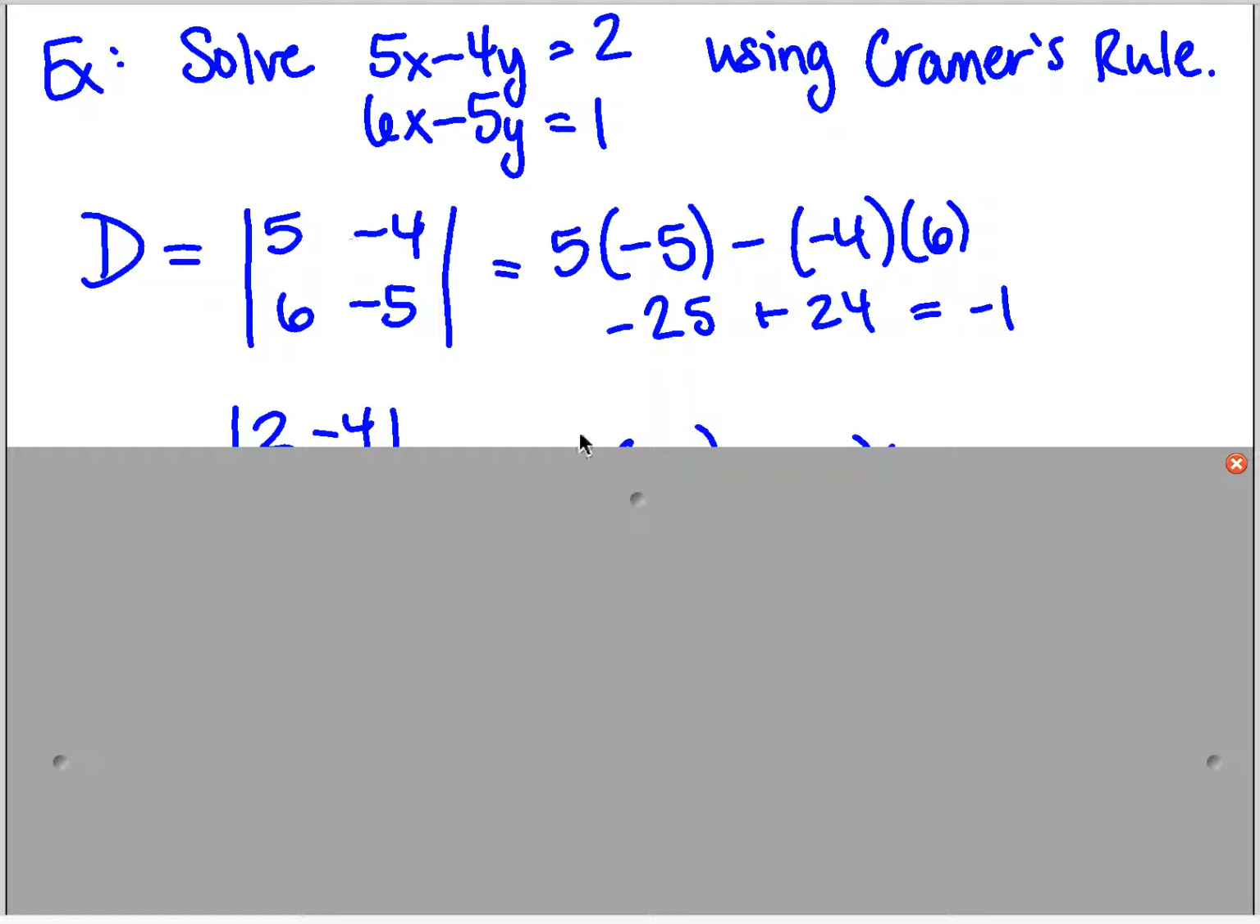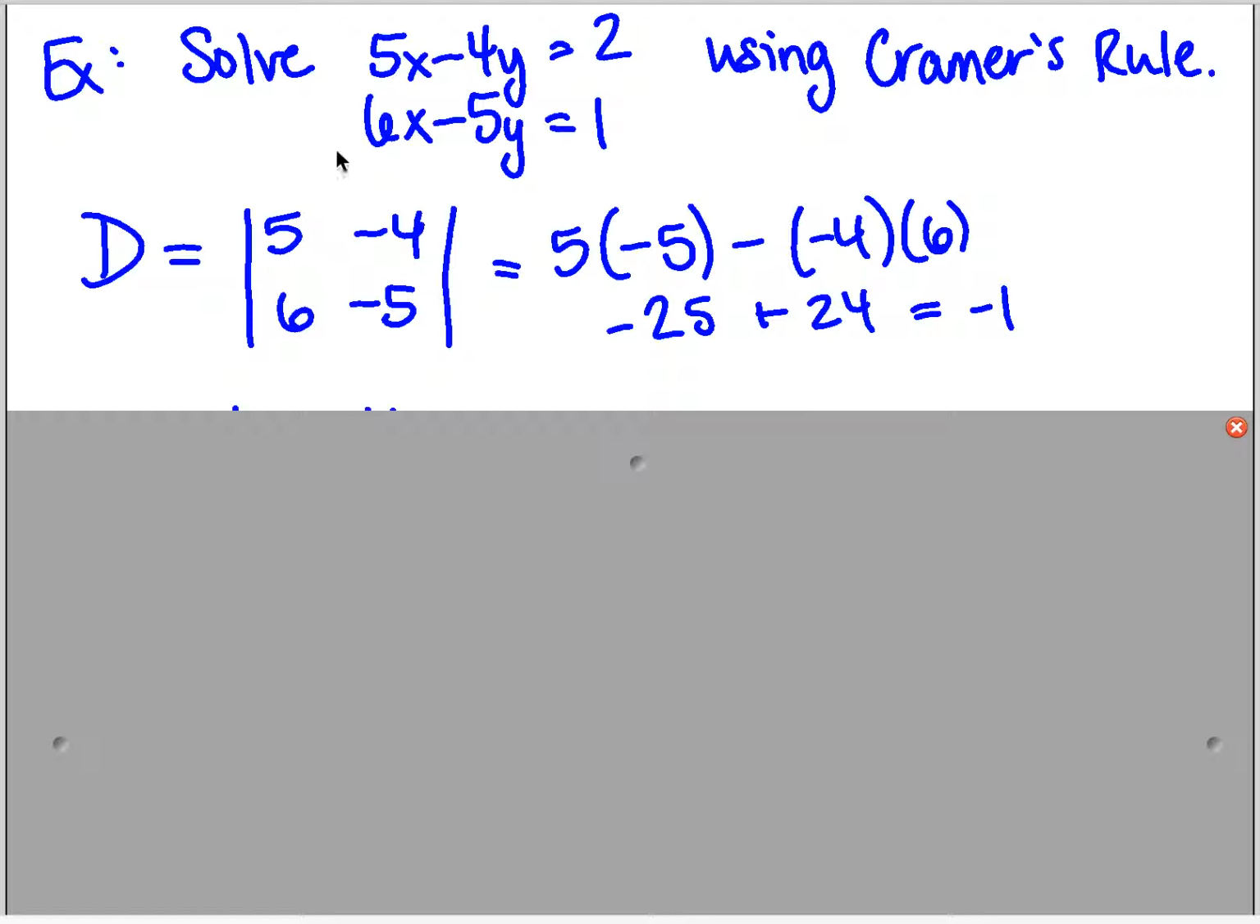So D is the determinant of the coefficients, and in this case it would be 5 and -5, -4 and 6. When you do the determinant, you have 5 times -5 minus -4 times 6, -25 plus 24 is -1. So that's my D value. That's going to go on the bottom. This means that I can solve this system using Cramer's rule. Once again, order doesn't matter. If this were a word problem and you set up the equations in the opposite order, with 6x minus 5y on top and 5x minus 4y on the bottom, you would end up with the exact same determinant.